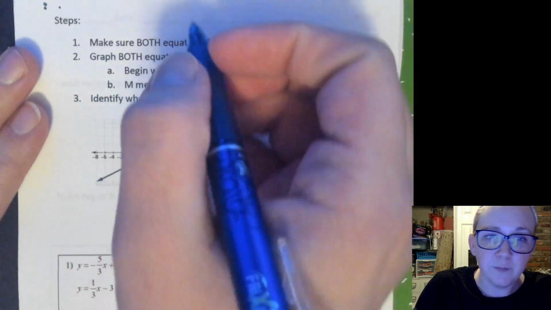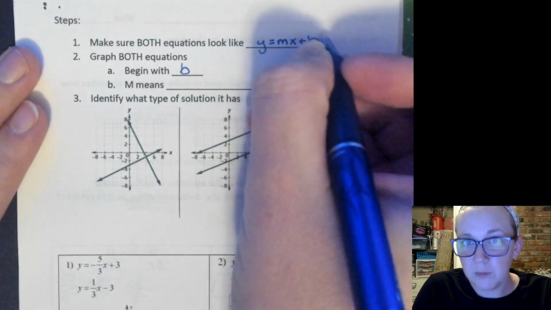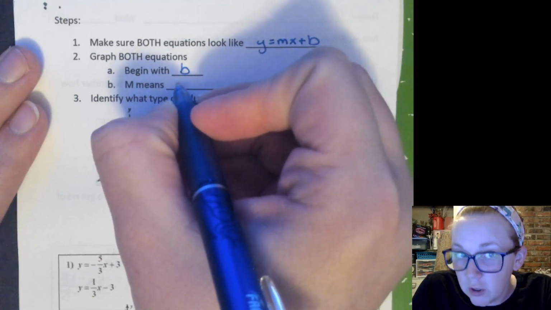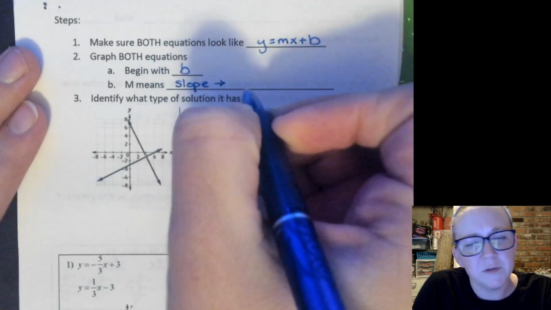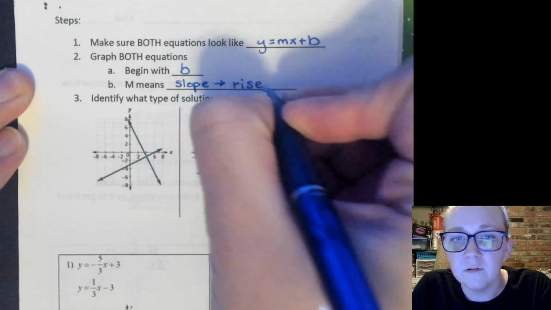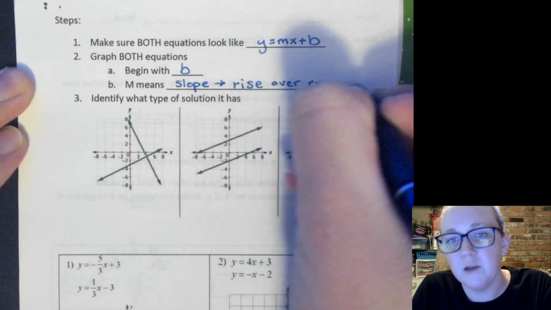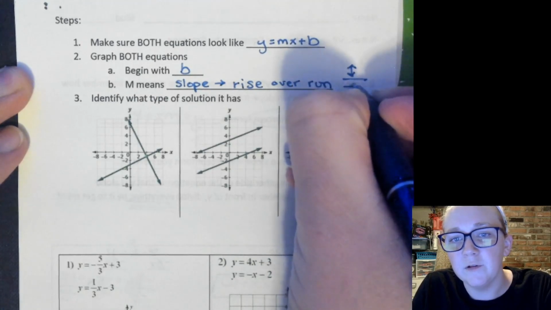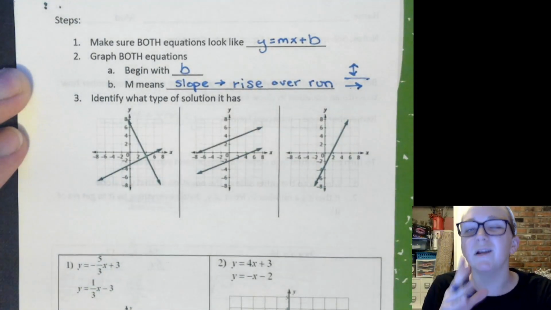Step 2, you're going to graph both equations, and you begin with the b. You know, the b value. And m stands for your slope. In case you forgot what slope means, I'm not sure how Mr. Wang taught it to you guys, but I always taught it as rise over run. In other words, it's how far you go up or down over how far you go to the right as a fraction. And I'm going to show you what that looks like once we start actually graphing.